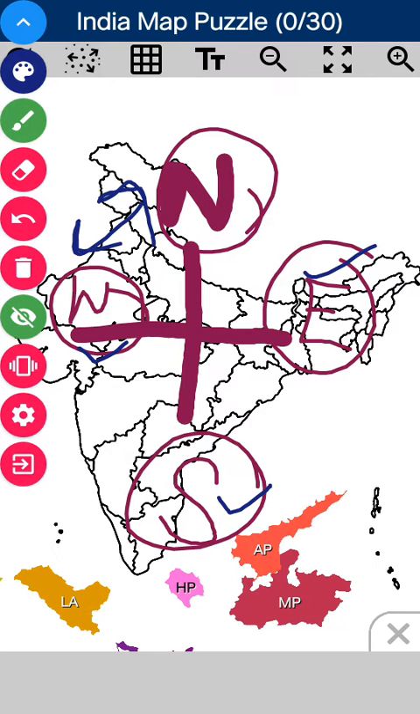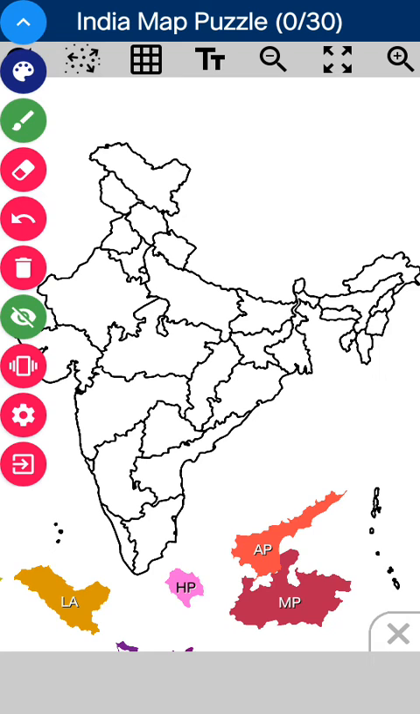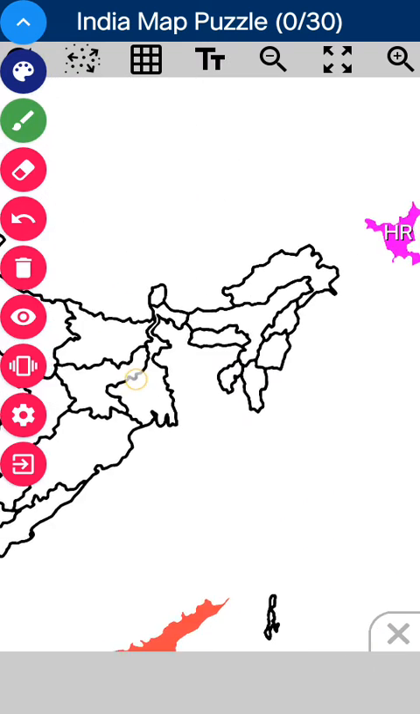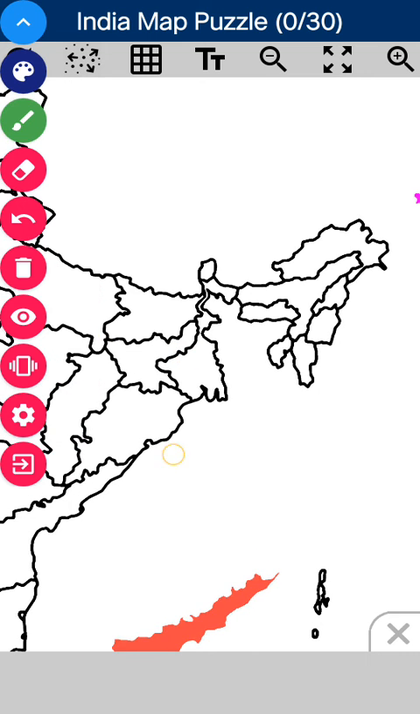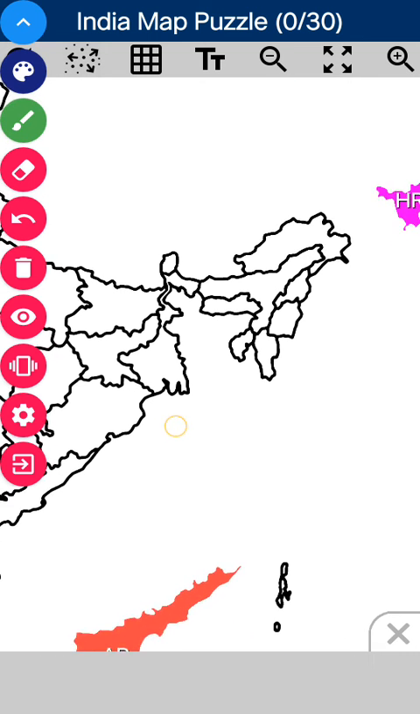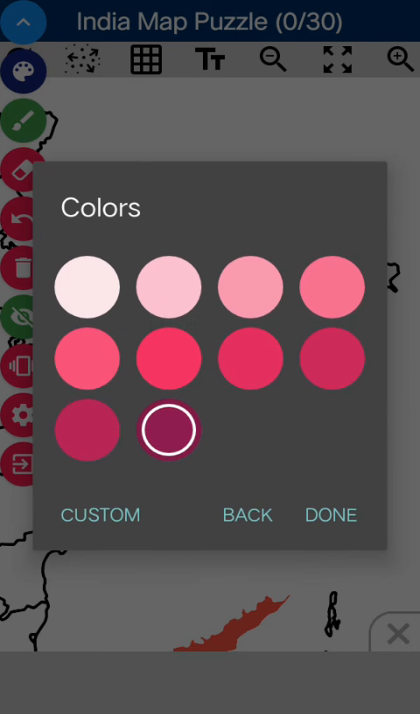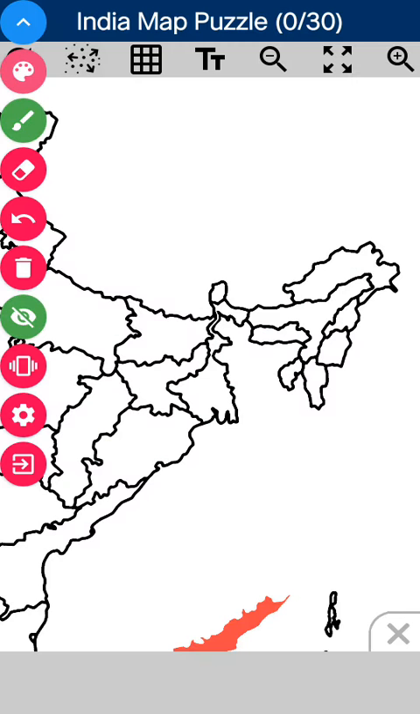So let's begin. As I told you, we'll first look at our eastern states. So we'll start from the eastern states. Just come to the eastern part. As on the screen, you can see clearly, I hope so. We will first make a story for the eastern states.